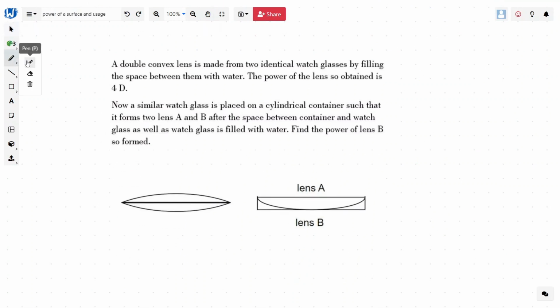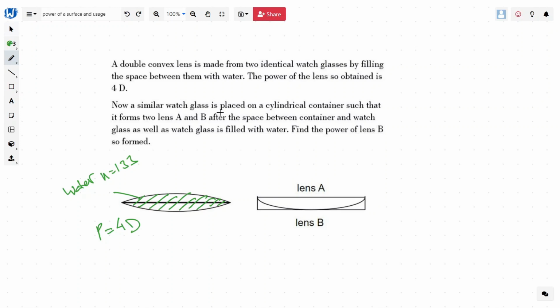Here a double convex lens is made from 2 identical watch glasses. We're filling the space between them with water, right? So the power of this lens is given to be 4 diopters.